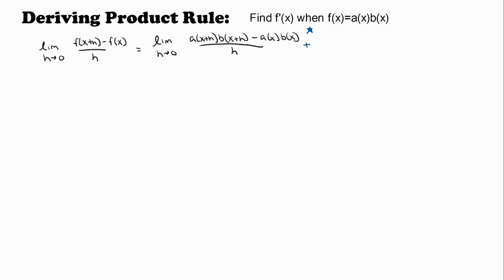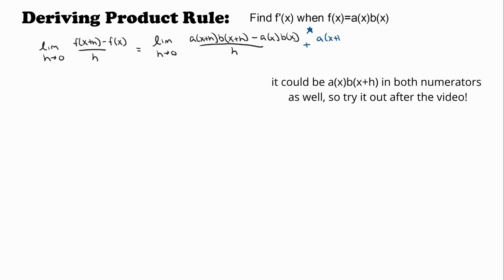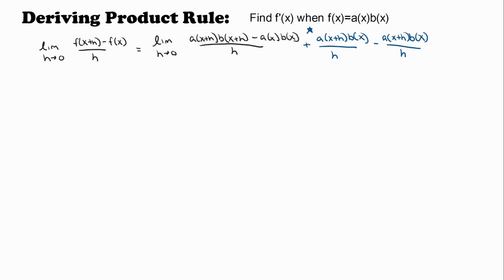So let's say we add a of x plus h times b of x divided by h, and we subtract that same quantity. Nothing has changed, right? It's still the same exact thing. We can factor out a few things and simplify our product rule. So let's carry it down below.